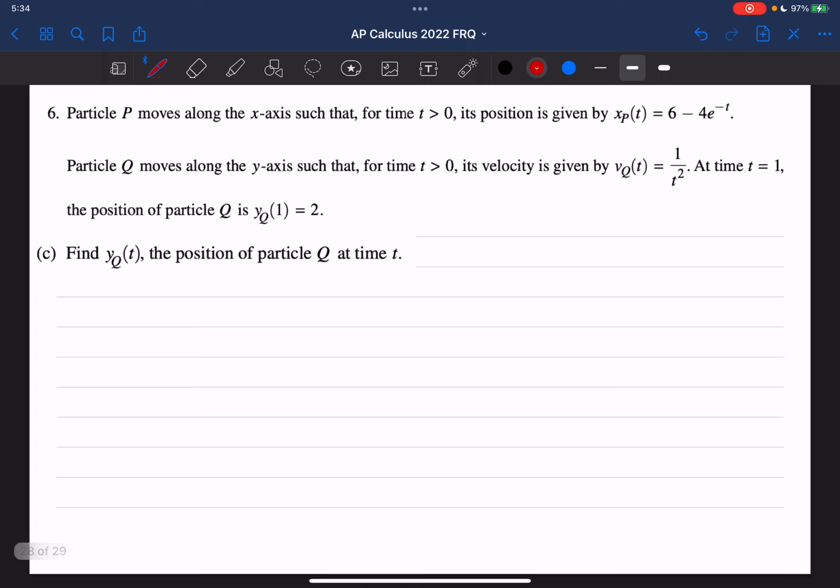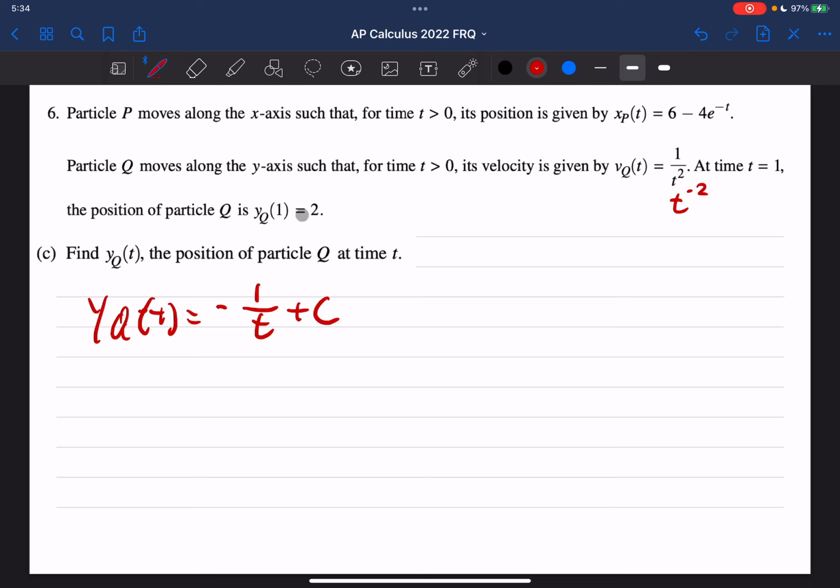Part C asks, find y of q, the position of particle q at time t. So that means we have to find the antiderivative. So the antiderivative of t to the negative 2 is going to be negative 1 over t plus c.